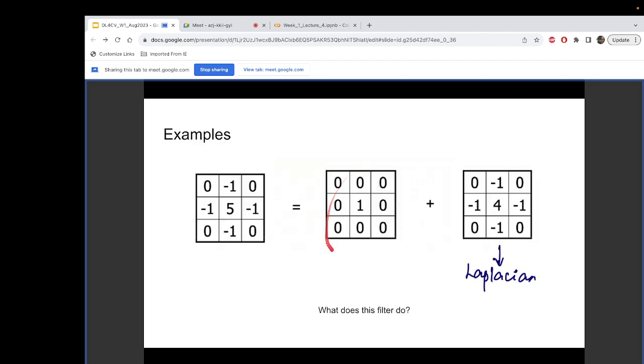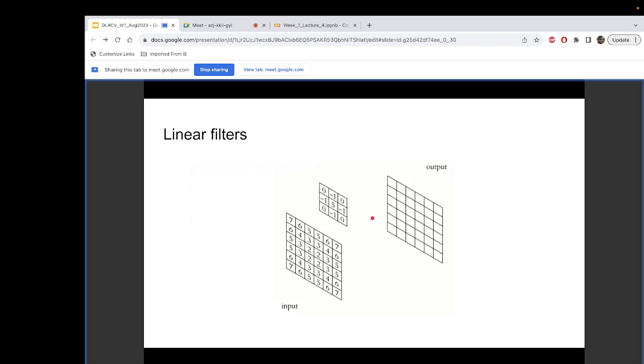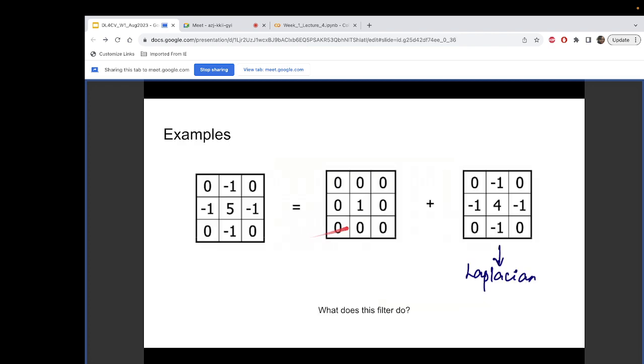So what does this mean? That this filter is doing what? It's simply taking the central pixel that is there in this particular window and giving it back, because it's multiplying that by 1 and all the rest are multiplied by 0.